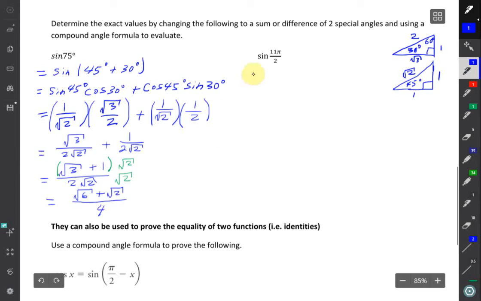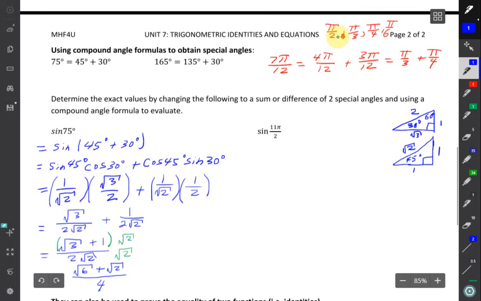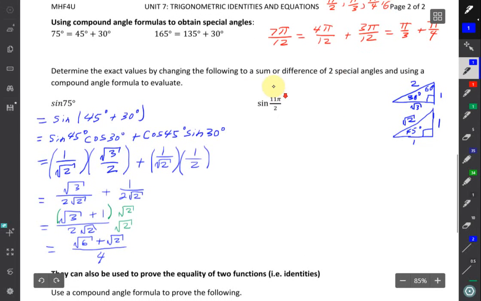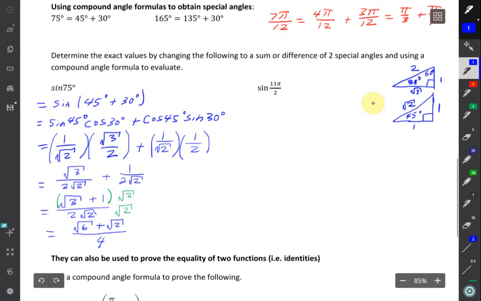Now looking at this next one that's in radians, one thing to note here is that in reality, this is probably not the best example because of the fact that this has a 2 in the denominator, which is one of our special angles. It's an exact value. So it turns out that this could be evaluated as it is. Still, I'm going to go ahead and write it as the sum of 2 other angles and use the compound formula just to illustrate the point.